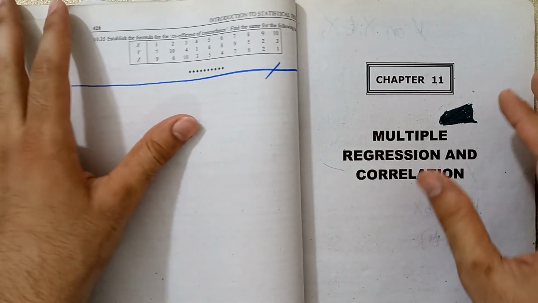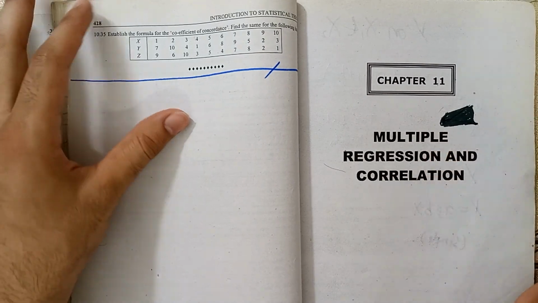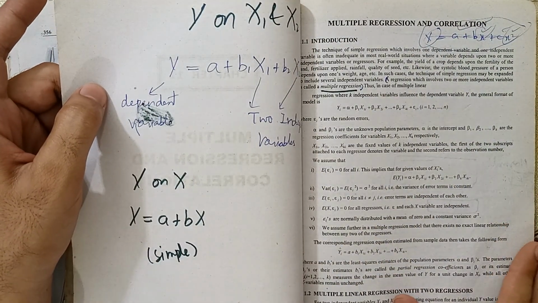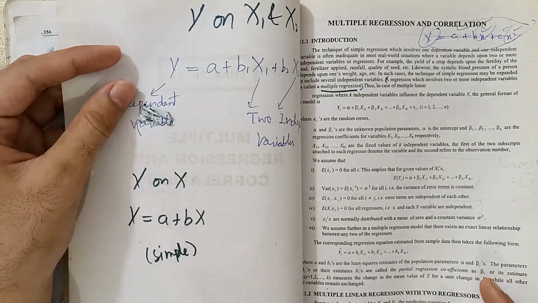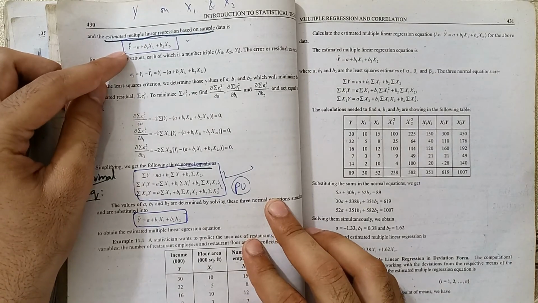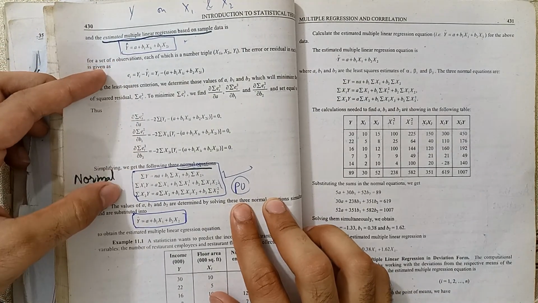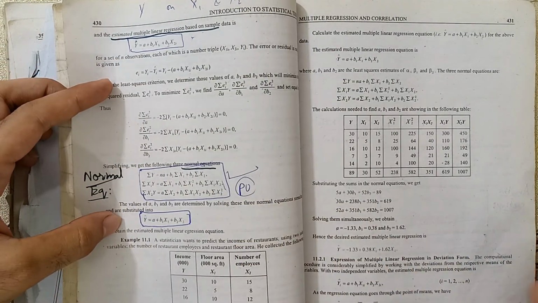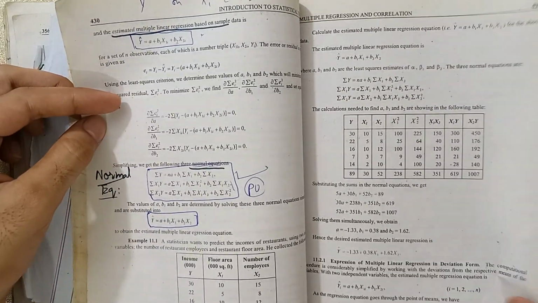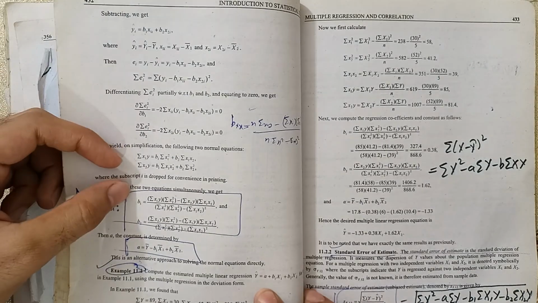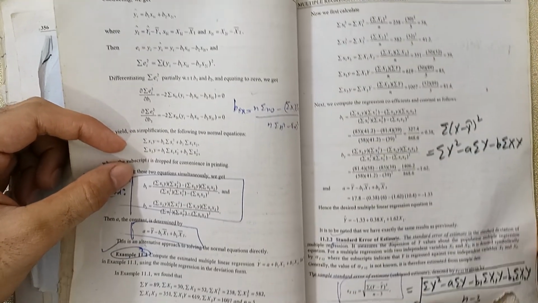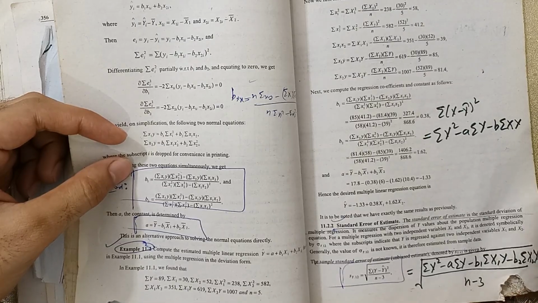This chapter is also very important for BSc Statistics Part 2. You can try this multiple regression and correlation. Definitions are very important for exams. The formulas are very important. Now you can write down these formulas, which are very important. You can remember these formulas, and you can easily solve the questions of multiple regression and correlation. The standard error of estimate is also very important for exams of BSc Statistics Part 2.